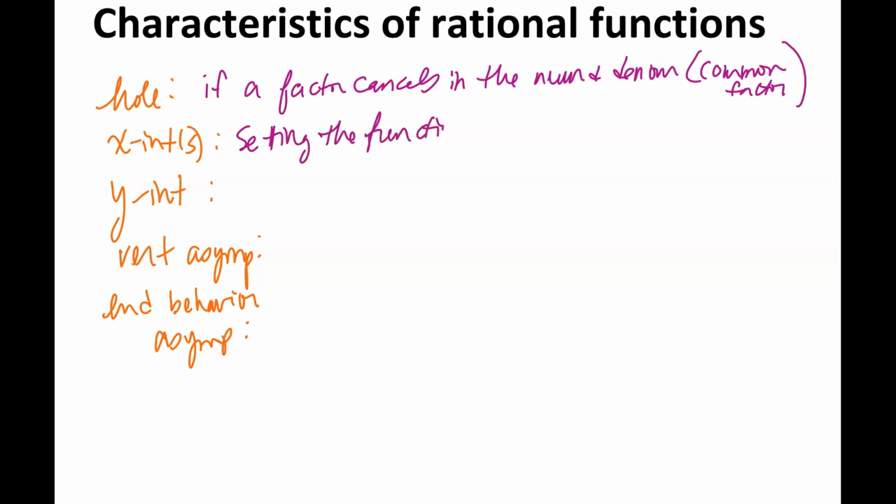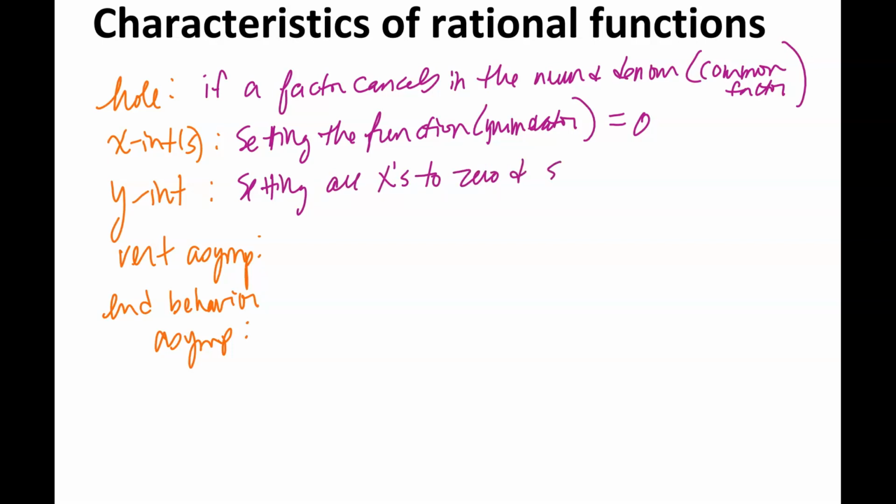You're actually setting the entire function to 0, but the numerator, if the numerator is 0, guys, on a fraction, then the whole thing has to turn into 0. So setting the function or the numerator equal to 0, and then you would just solve, okay? The y-intercept is setting all x's to 0 and simplifying. So you're basically just plugging in 0 for every single x and then see what happens.